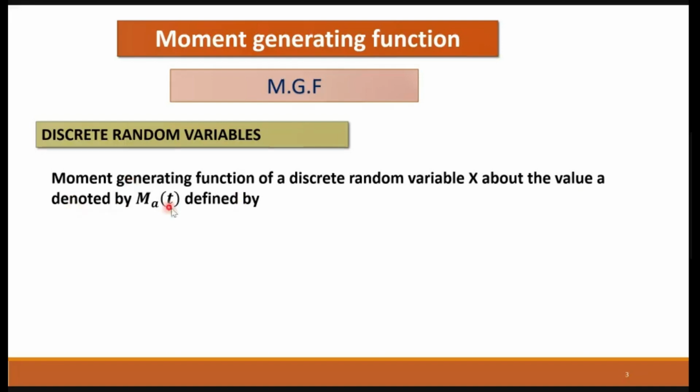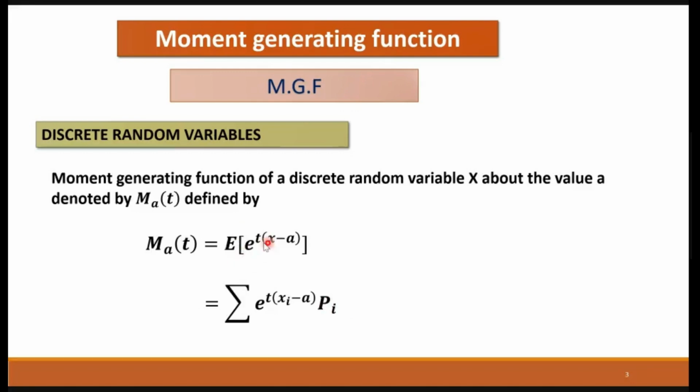So about the value A denoted by MA of t defined by, now MA of t is equal to expected value of e raised to t into x minus a. अगर ये about the origin है तो ये हो जाएगा e raised to t x minus 0 और it is e raised to tx. तो हम लोग यहाँ पे discrete random variable ले रहे हैं तो what will be expected value of this function? It is going to be summation. तो जो भी expected e के अंदर रहता है वो function summation के अंदर आके multiply by that probability.